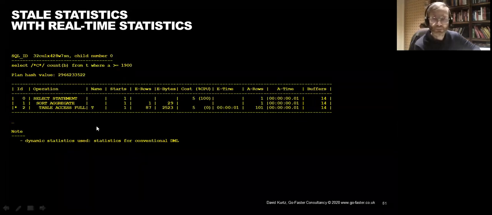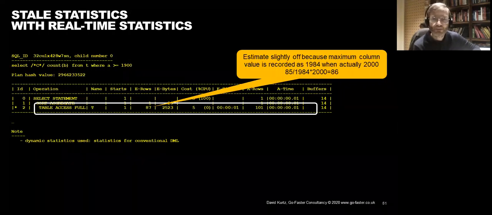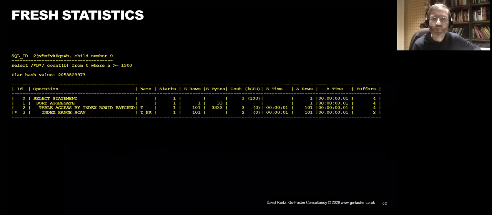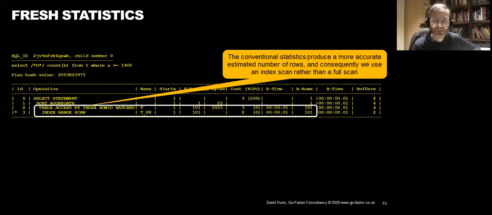I'm using real-time stats. It's a little bit off, isn't it? So it said I'm expecting 87, it's actually got 101. It's a good estimate, and this is what real-time stats is there to solve, and it does it very well. Of course, if I have absolutely accurate statistics, it says, well, I expect 101 and I get 101. And that little change actually made it switch from a full scan to an index lookup. So it's good, but it's not absolutely perfect, but it's probably better than not having real-time stats at all.